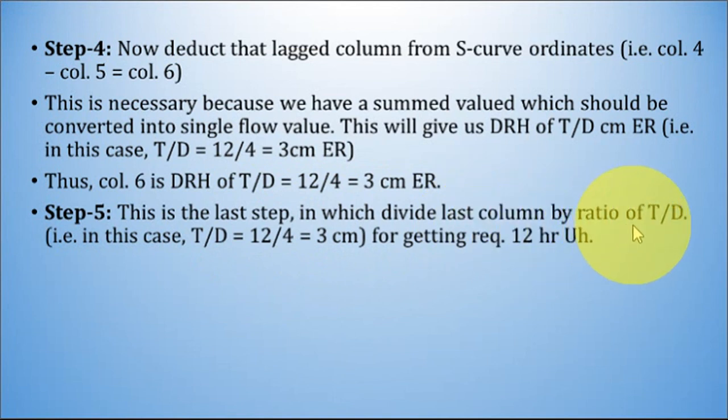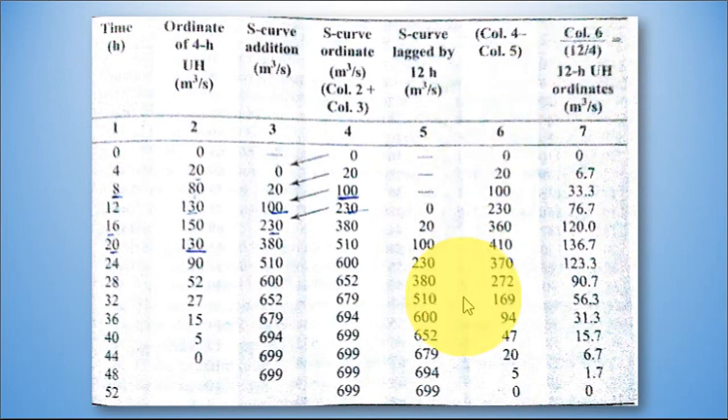we divide the last column by the ratio T by D. In this case T by D is equal to 12 by 4, equal to 3 centimeter, for getting the required 12-hour unit hydrograph. So by the calculations, if we divide column number 6 by T by D, you will get these new ordinates. These ordinates refer to the 12-hour unit hydrograph ordinates. If you plot this, you will get a unit hydrograph of 12-hour duration.